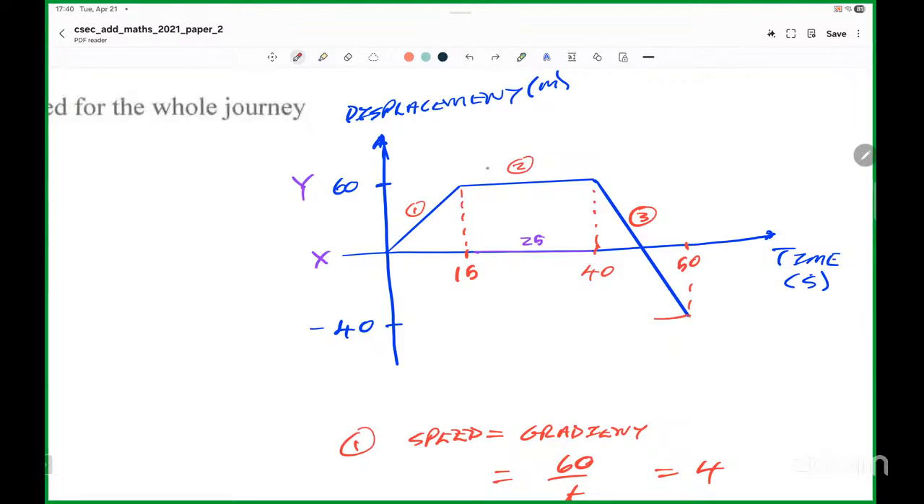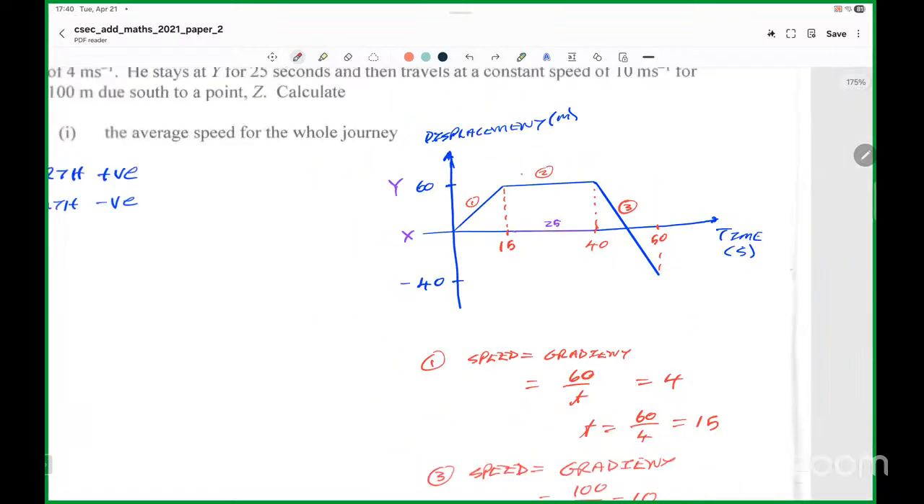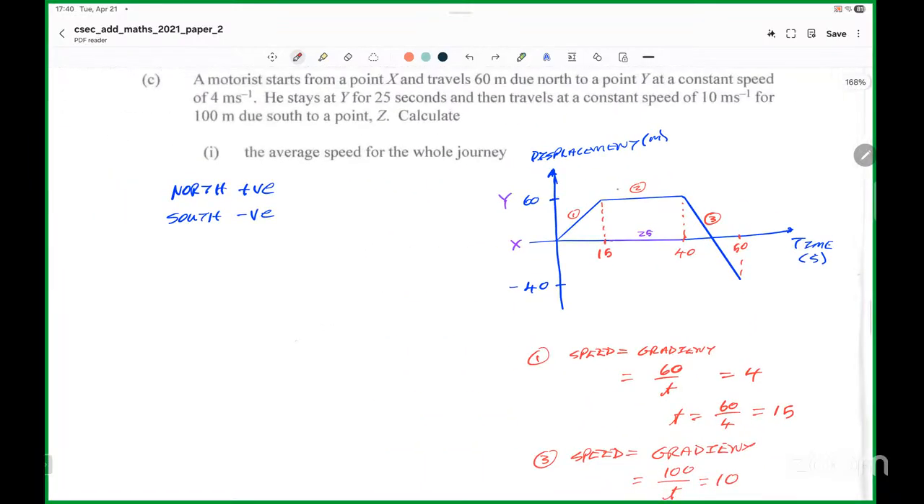And this corresponds to 40 on the y-axis. I travel 100 meters due south. But if you look at it, it goes like this. If you have a point X, it goes 60 meters to the north first. And then it comes back 100 meters south, this way. So it ends up 40 meters below where it started. That's negative 40, or 40 meters south.